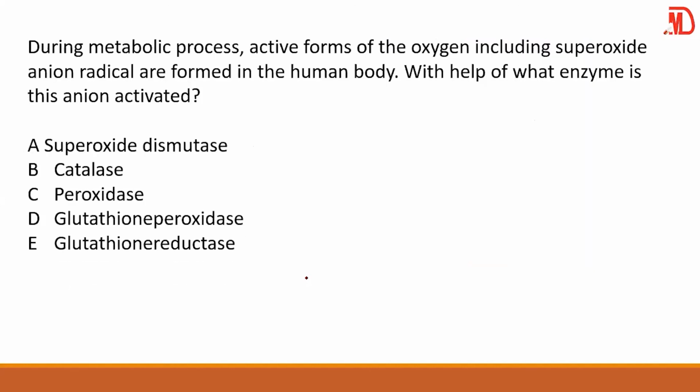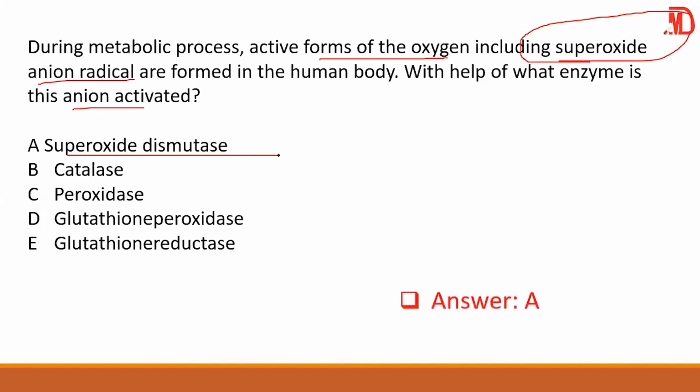During metabolic processes, active forms of oxygen, including superoxide anion radical, are formed. With what help can this enzyme be activated? Now we are talking about superoxide, so definitely we are dealing with superoxide dismutase. What it does is catalyze the dismutation of superoxide radical into either ordinary molecular oxygen or hydrogen peroxide. So basically, your answer should be superoxide dismutase.